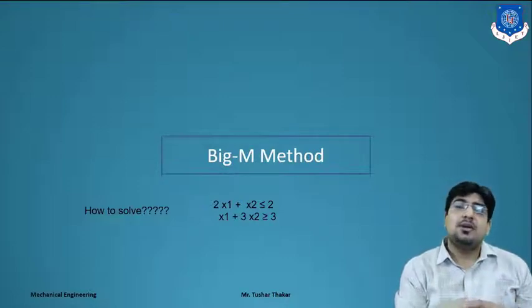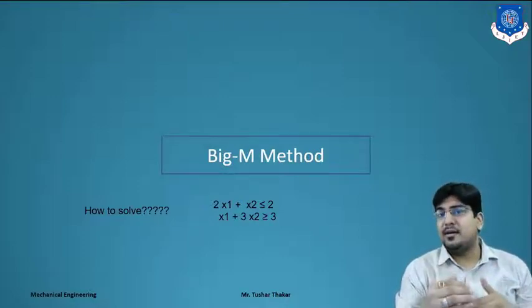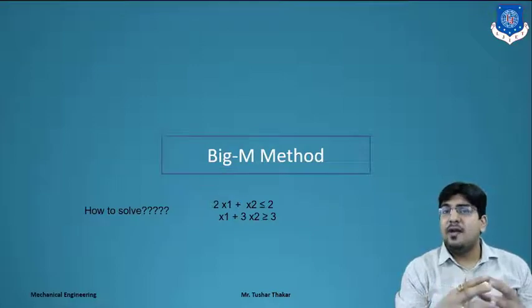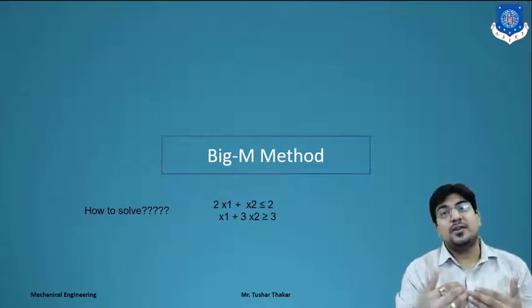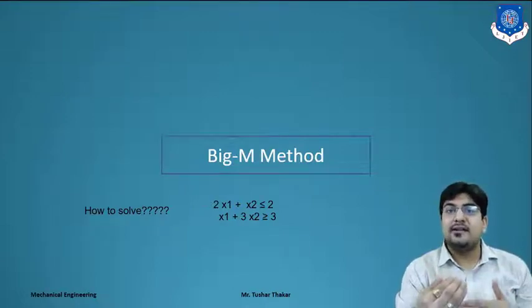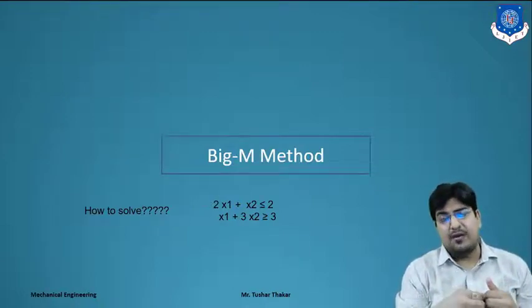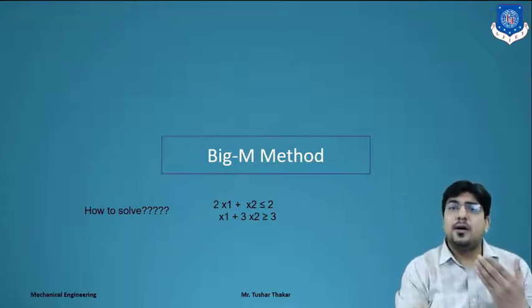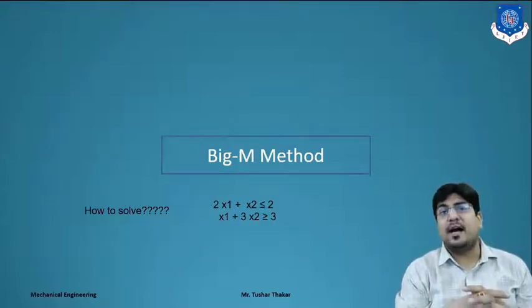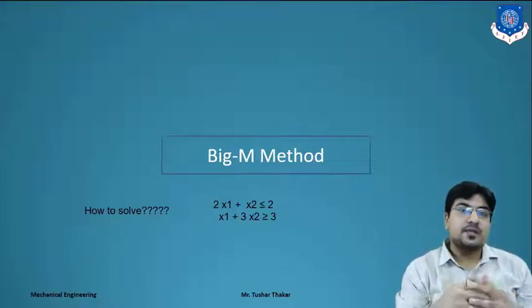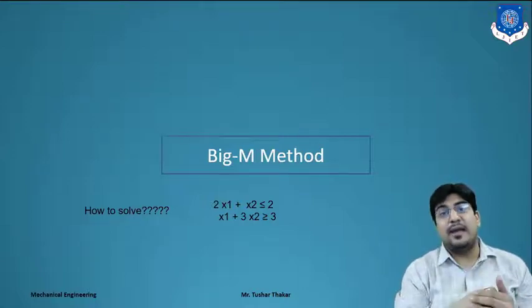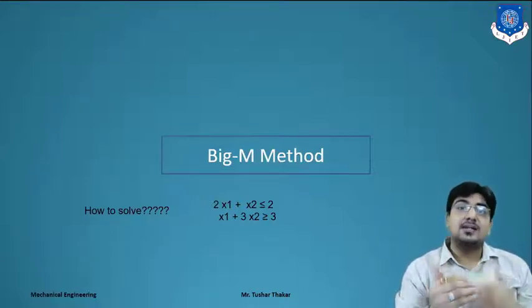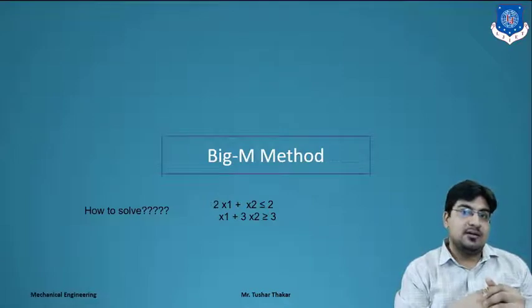Why? Because when we apply the simplex method, whenever the decision variables are more than 2, meaning x1, x2, and if x3 is introduced as a decision variable into the linear programming problem, what happens? We can't apply the graphical method on that. So we have to use the simplex method.